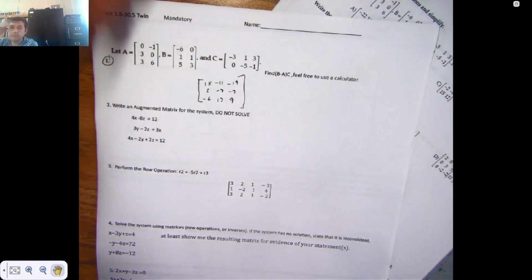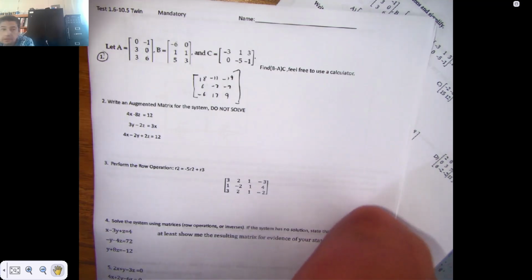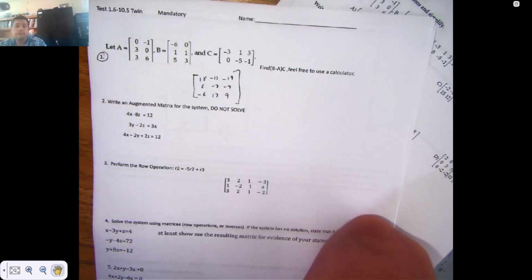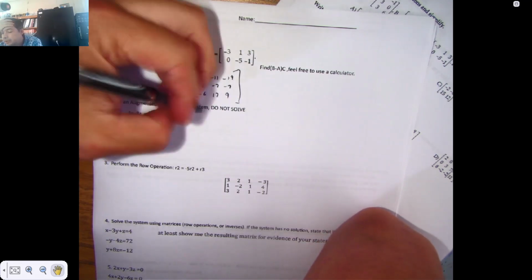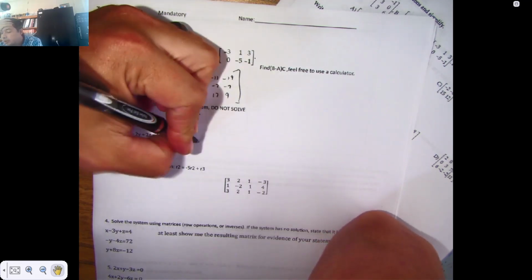Number 2 is also a very low-level question. I don't mean that rude. It's a very low-level question. It's like the least a kid can do. Write the augmented matrix.